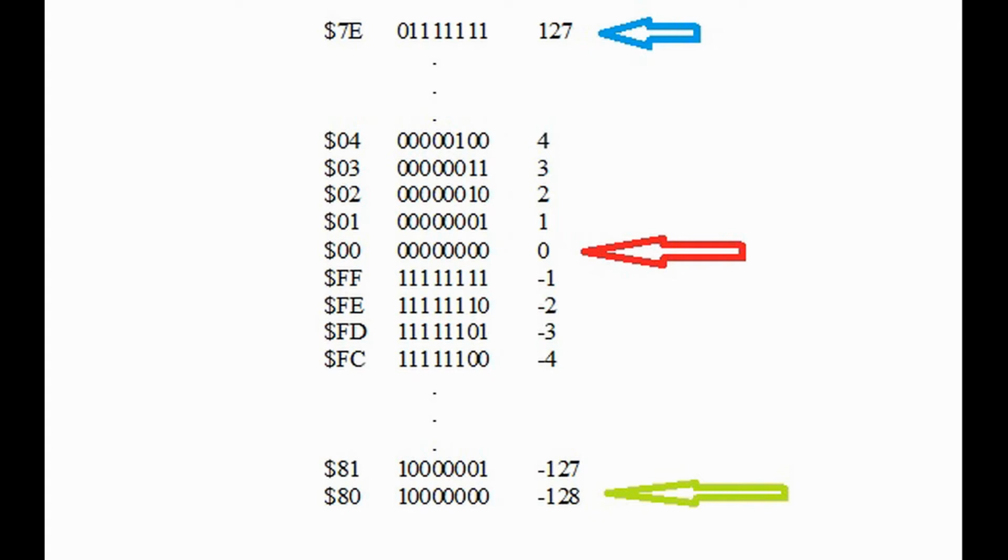If we add just one more number, we get to the number 80, 10000000, which is normally 128. But because the most significant bit is high, we are going to agree that this is negative 128. The conclusion is that with an 8-bit microprocessor, we can count forward to 127, and then we can go backwards to negative 128.